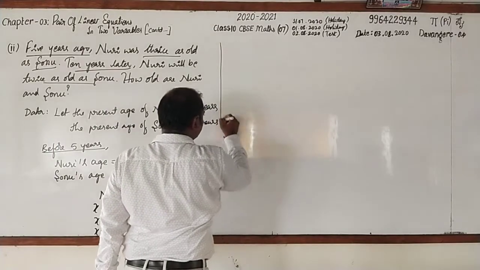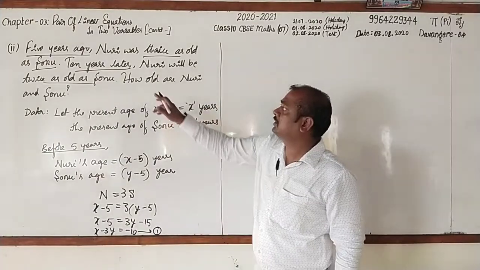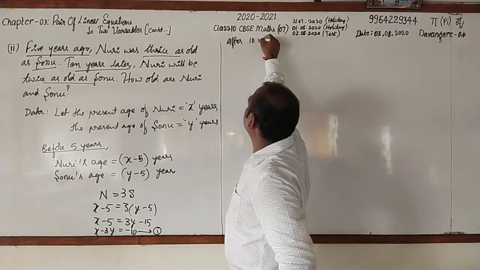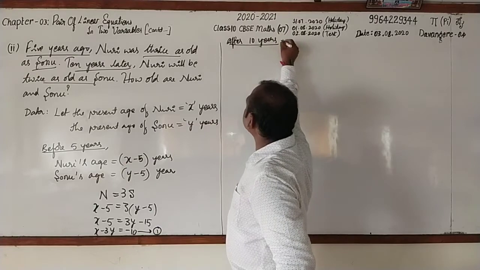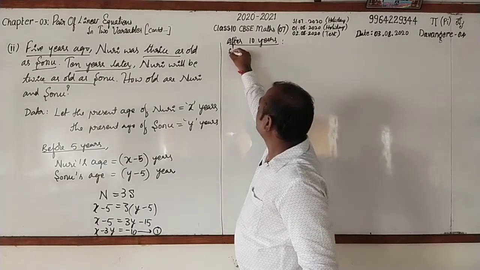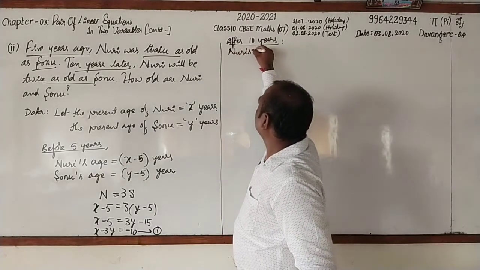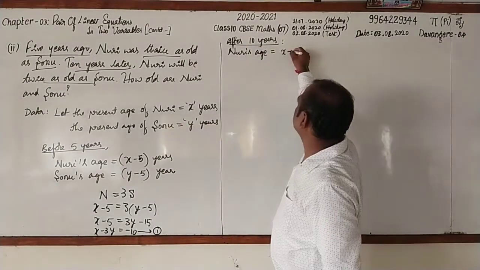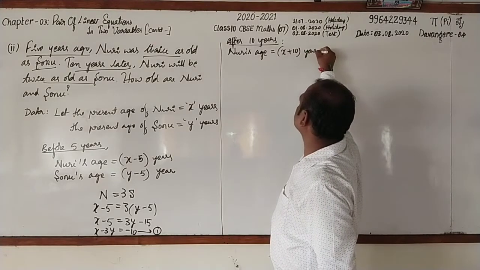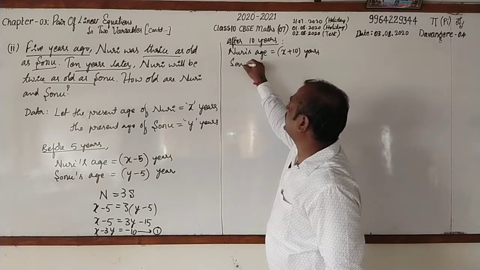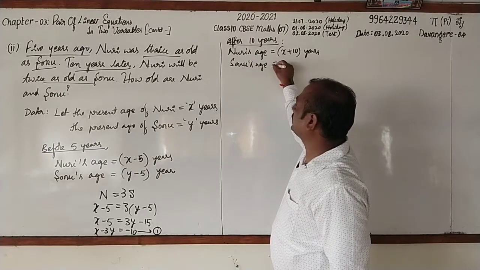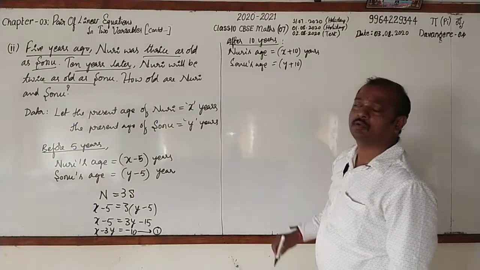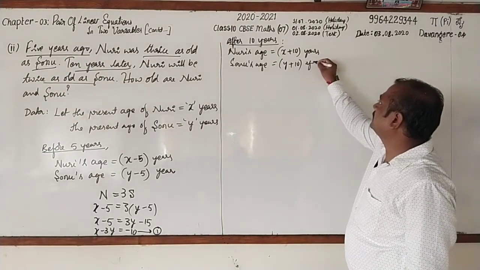Now, let's move on to another situation. What is that? 10 years later, that is after 10 years. Then what will be Nouri's age? Nouri's age will be present age x, after 10 years x plus 10 years. Then what about Sonu's age? Sonu's age will also be increased by 10. That is, present age is y, after 10, y plus 10 years.